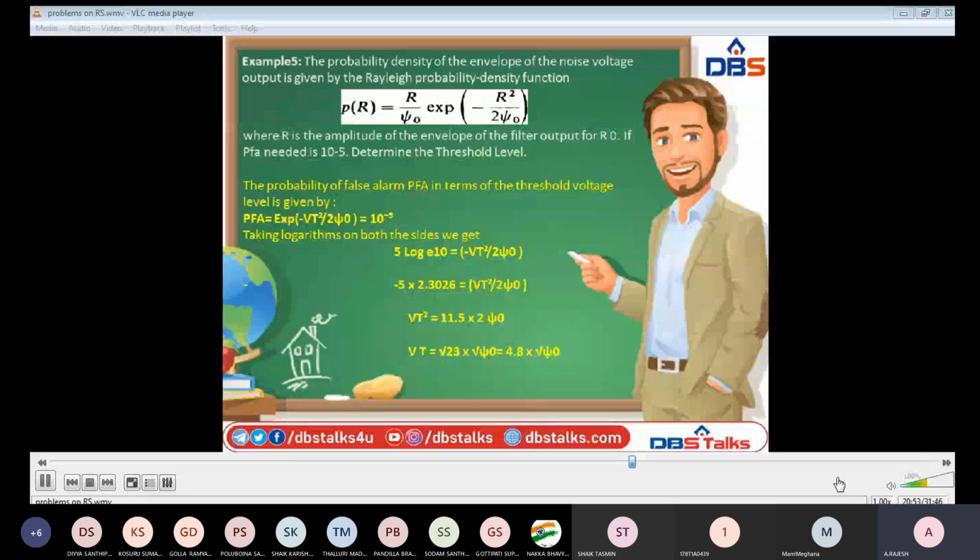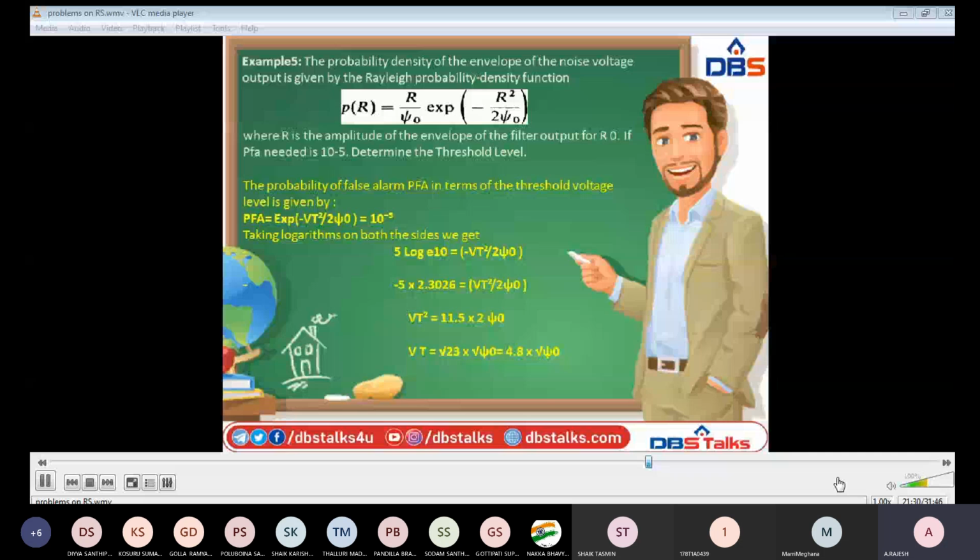If the probability of false alarm is needed to be 10 to the power of minus 5, determine the threshold level. So the probability of false alarm in terms of threshold level is given by PFA is equal to exponent of minus VT square by 2 psi naught. They have given that PFA needed is 10 to the power of minus 5.